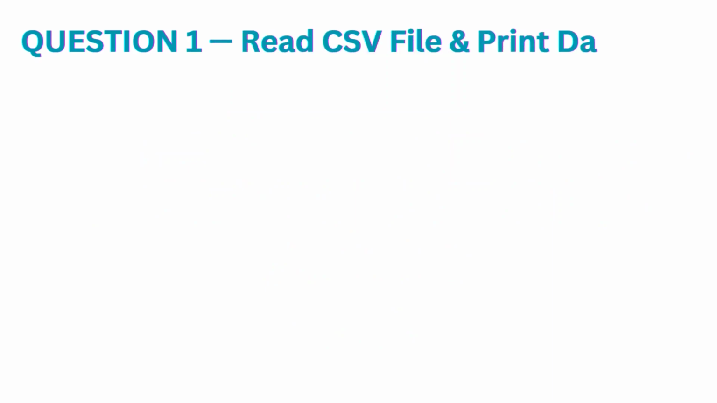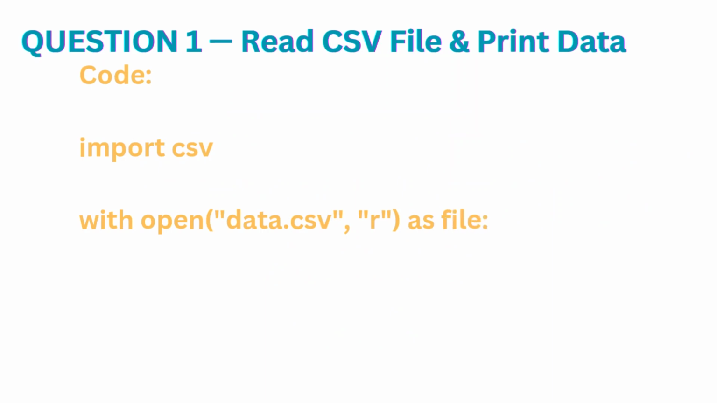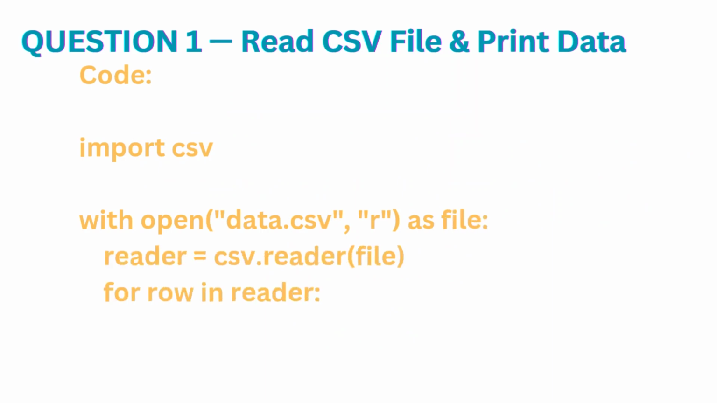For solving this, we have to use the Python CSV module to read CSV files row by row, and that should be perfect for datasets or project data. So the code will be: import csv, with open data.csv as file, reader equals csv.reader(file), for row in reader, print the row.